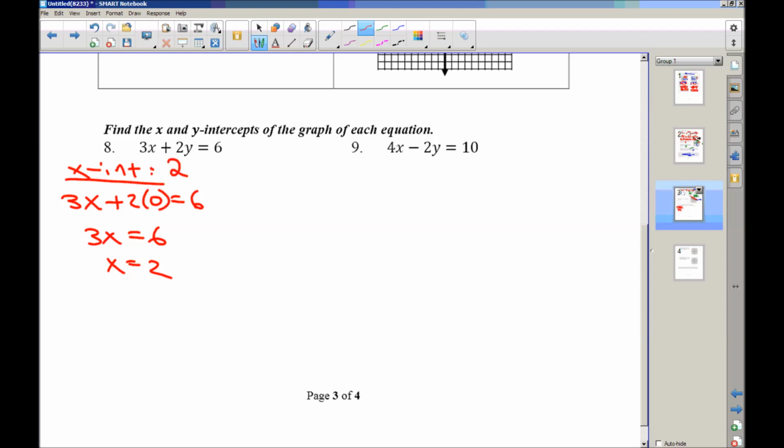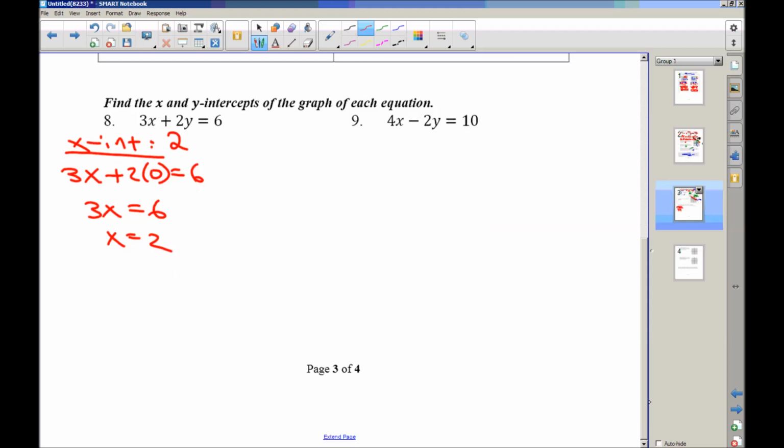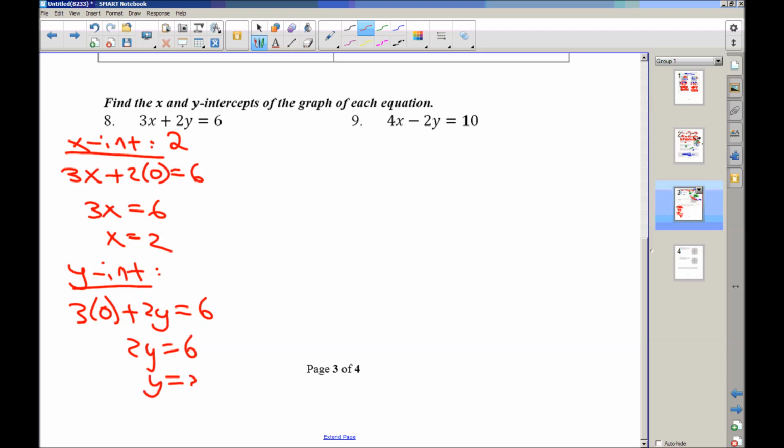And then we do the y-intercept. Okay, the y-intercept means solve for y when x is 0. So we want to find out what y would be if x was 0. So this 3, 0 times 0 goes away. We get 2y equals 6, so y is 3. So there's our x and y intercepts. The x-intercept is 2. The y-intercept is 3.